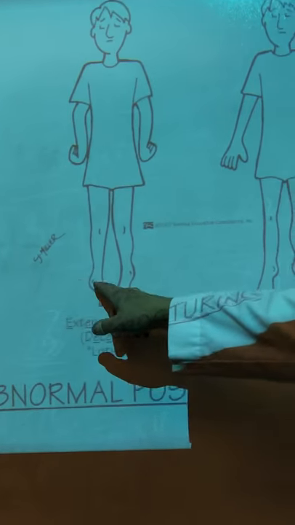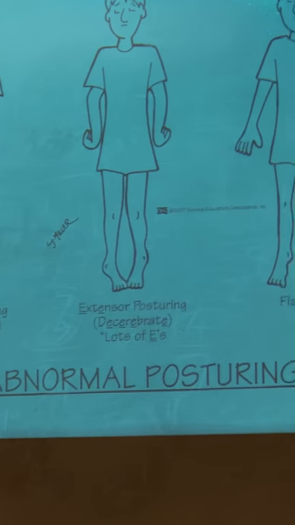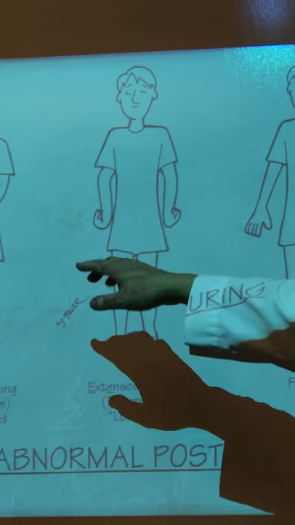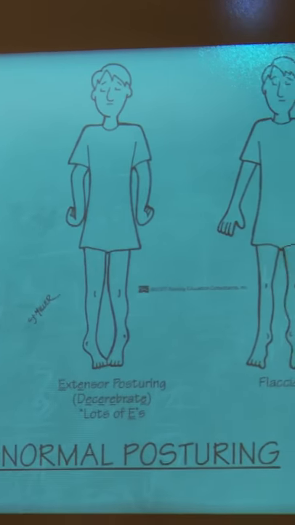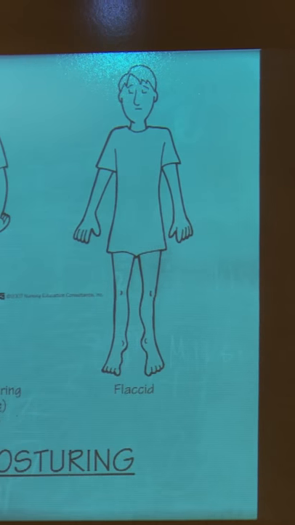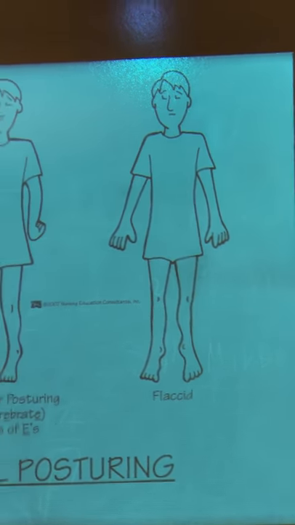And look at the ankles too. Okay? So it's mainly straight. This one is decorticate, this one is decerebrate. Now, this is flaccid, meaning they don't have any tone at all. Okay? That's a different type of posturing too.